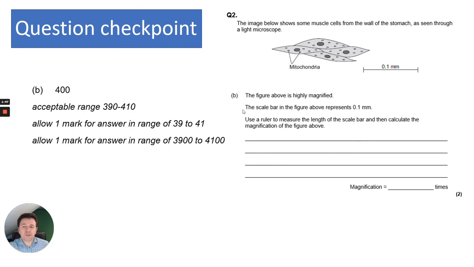So what you've got to do is basically measure that distance. That distance, I measured it as 40 millimeters. So what you need to do then is convert it. Well, you don't need to convert it actually. You can then just divide 40 by 0.1 and that will give you times 400. So you don't even have to measure the cell.